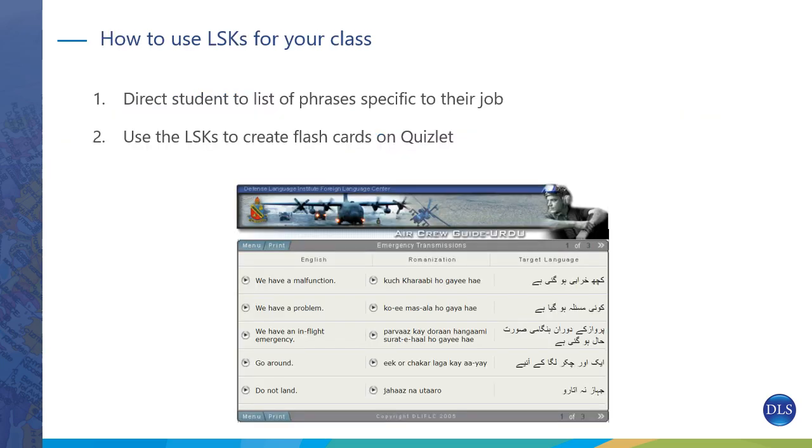So how would you use LSKs for your class? They are a very basic, a very limited resource, but if you have a student that has one of the specific jobs that LSKs are designed for, you may be able to direct your student to that list of phrases. So during their semi-autonomous time, they may do some self-study using those. And you could also use the LSKs to create flashcards on Quizlet. The students could do some drills and things like that if the phrases there are going to be helpful for them. So those are really just a couple ways that you could use this resource in your class.